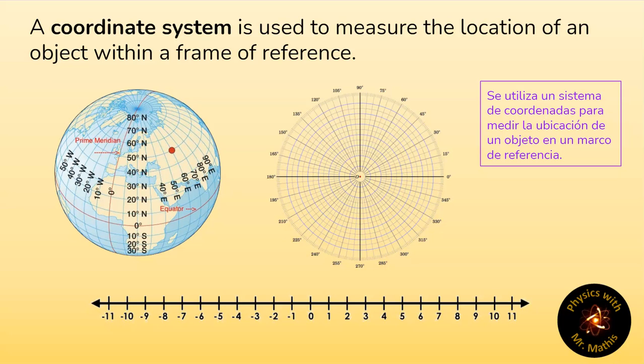Whatever frame of reference you use, you're going to need some kind of coordinate system. A coordinate system is how we measure the location of an object within a frame of reference. There are many kinds of coordinate systems, like latitude and longitude, used to measure places on the surface of the Earth. There are polar coordinate systems that use degrees. Even a simple number line can be a coordinate system in one dimension.